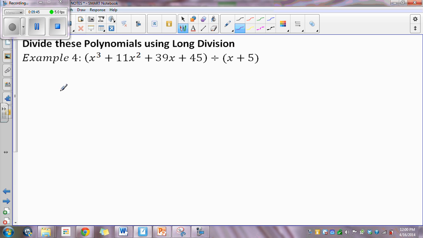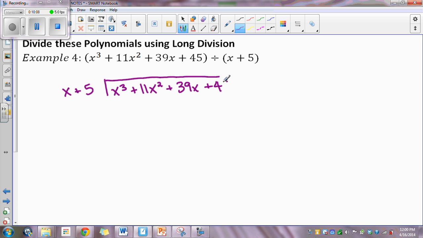Okay, let's set up our long division problem. x plus 5 will be on the outside. That's what we're dividing everything by. And we're dividing this expression, x cubed plus 11x squared plus 39x plus 45, divided by x plus 5.